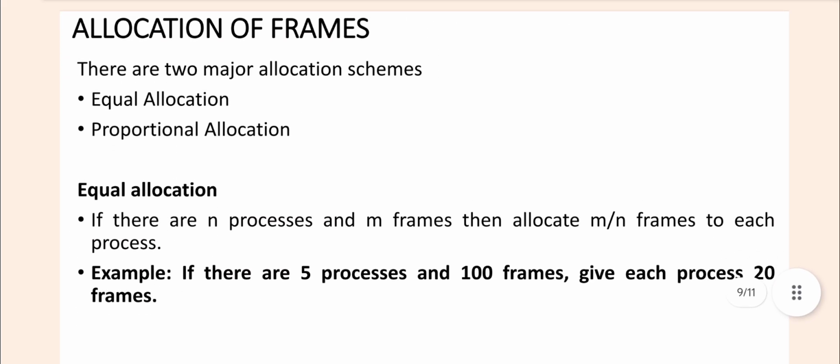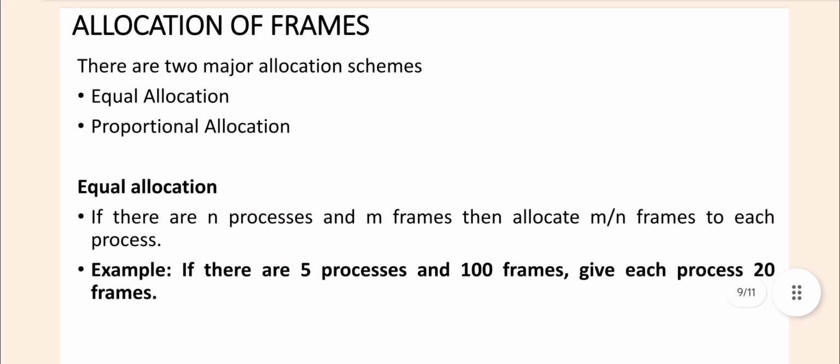There are two different types of allocation of frames. There are two major allocation schemes. One is equal allocation, another one is proportional allocation. What is equal allocation? Every process gets an equal number of frames. Very important: equal allocation is nothing but every process getting an equal number of frames.